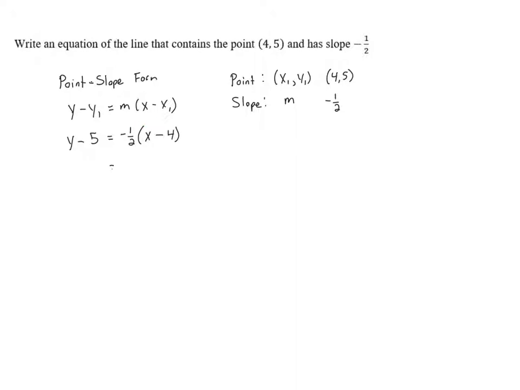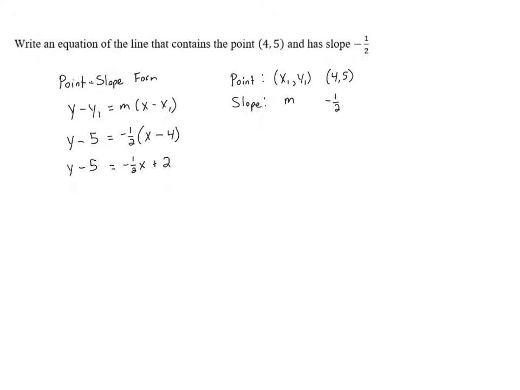So -1/2 times x is -1/2x. And -1/2 times -4 is going to be +2. A negative times a negative is a positive, and 1/2 of 4 is 2. So we have y minus 5 equals -1/2x plus 2.